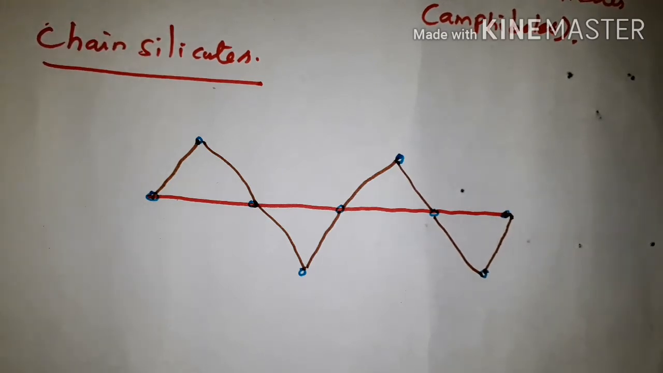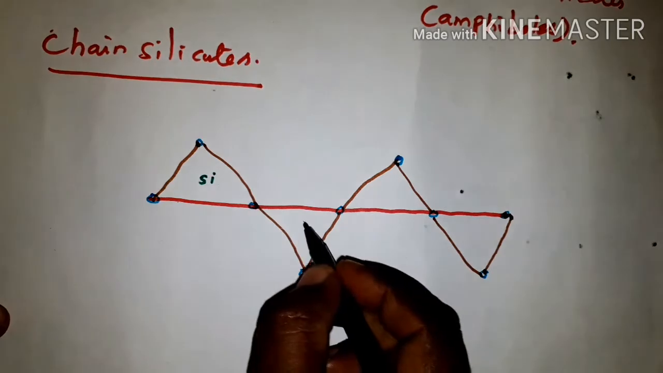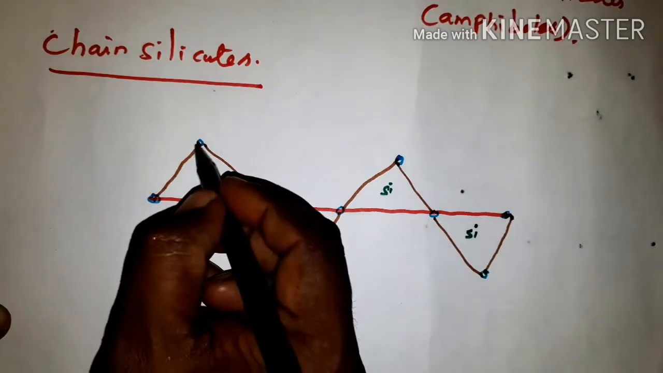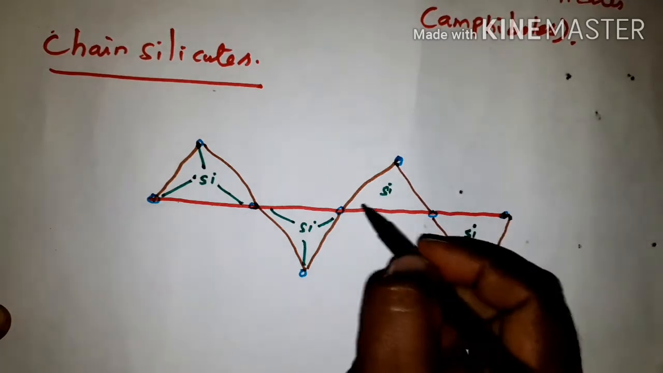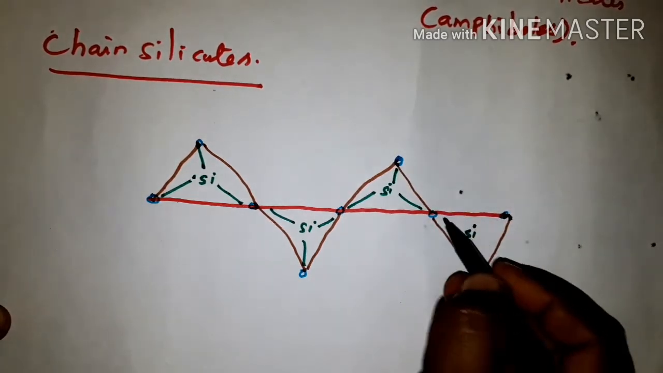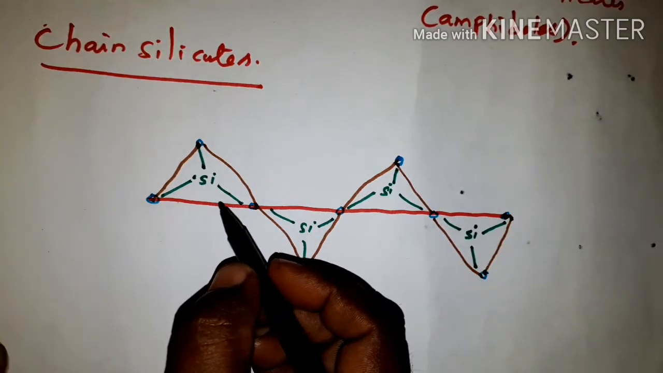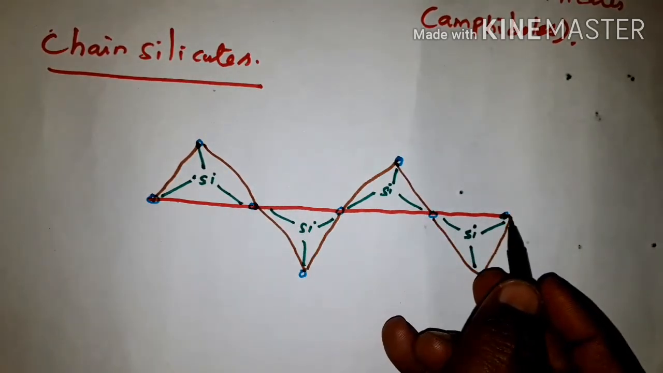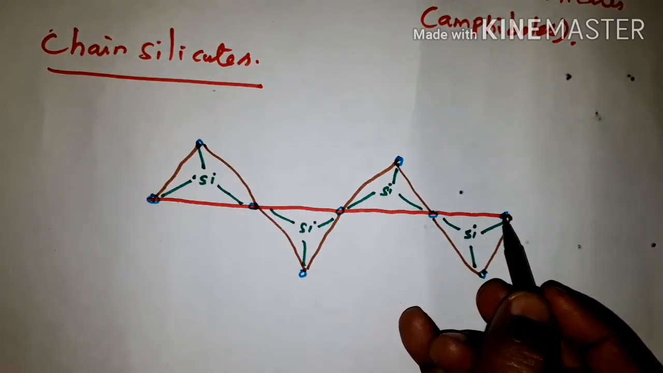So these all are oxygen atoms. In the middle, write silicon atom. Now make the bond. See here, these tetrahedral silicates form a plane, in a single line. So it is called linear structure of silicate structure.